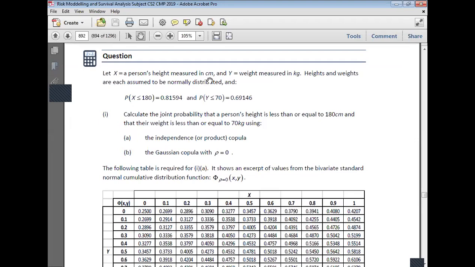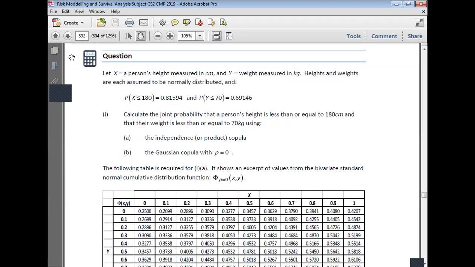Let x be a person's height measured in centimeters and y be weight measured in kg. Heights and weights are each assumed to be normally distributed and their probabilities are given. Calculate the joint probability that a person's height is less than or equal to 180 centimeters and their weight is less than or equal to 70 kg using the independence formula. So what do you guys think I should be doing here?